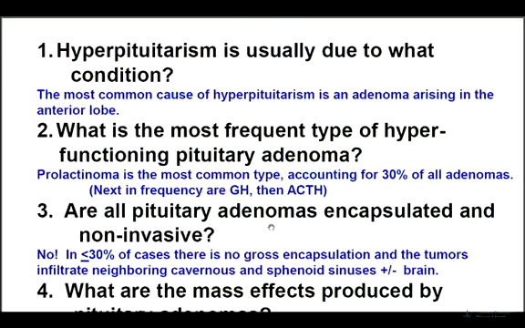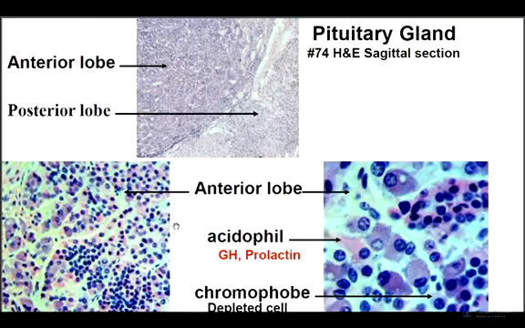So, here are the most important topics. Hyperpituitarism is usually due to what? It's usually an adenoma. And which one's the most common? It's a prolactin-producing tumor. And since, if we go back, the prolactin secretors are the acidophils.